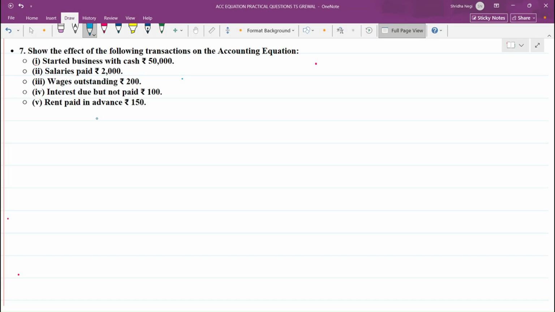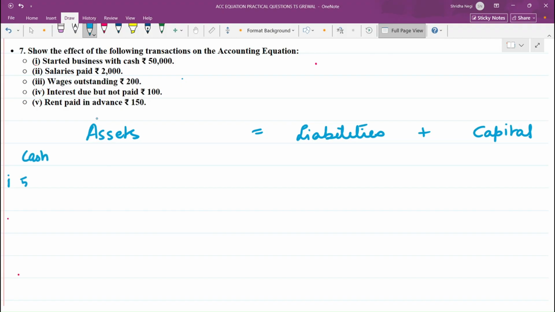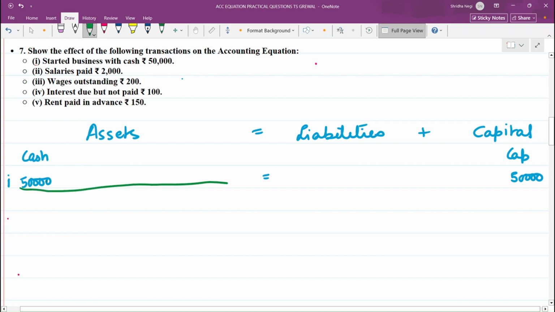The 7th question. Again, we will first write the equation. Assets is equal to liabilities plus capital. ठीक है, ये लिख लिया. The second line you leave, and then the first transaction. Started business with cash 50,000. तो cash आ रहा है asset के अंदर, तो लिख दो cash 50,000, and capital is increasing by 50,000. First transaction. Now get the values down. Draw the line. Get the values down.